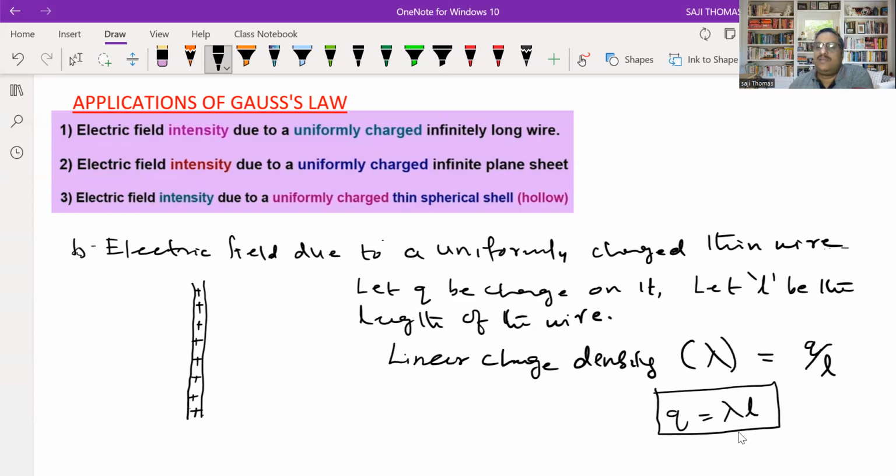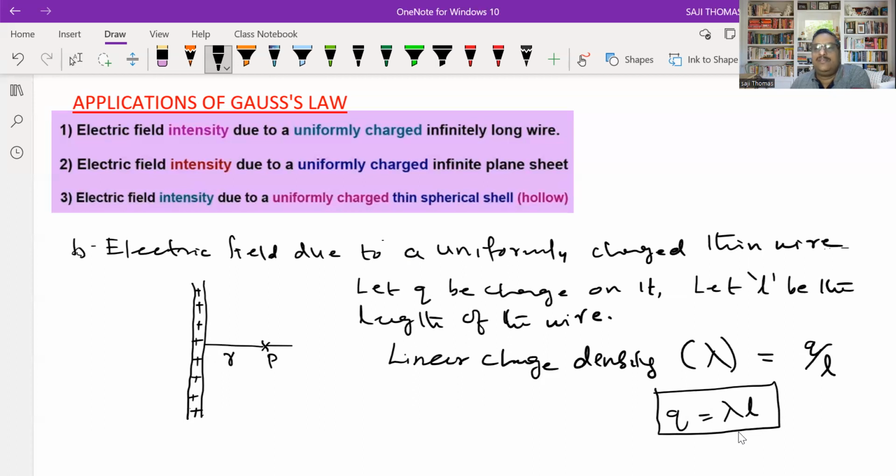What is the SI unit of lambda? Charge by length. Charge unit is coulomb. Length unit is meter. So linear charge density unit is coulomb per meter. So this is the infinitely long straight wire, thin, uniformly charged. I have shown a small portion only. Imagine that it is infinitely long. Now we are going to find out the electric field intensity at this point near the wire. This point is at a distance r.